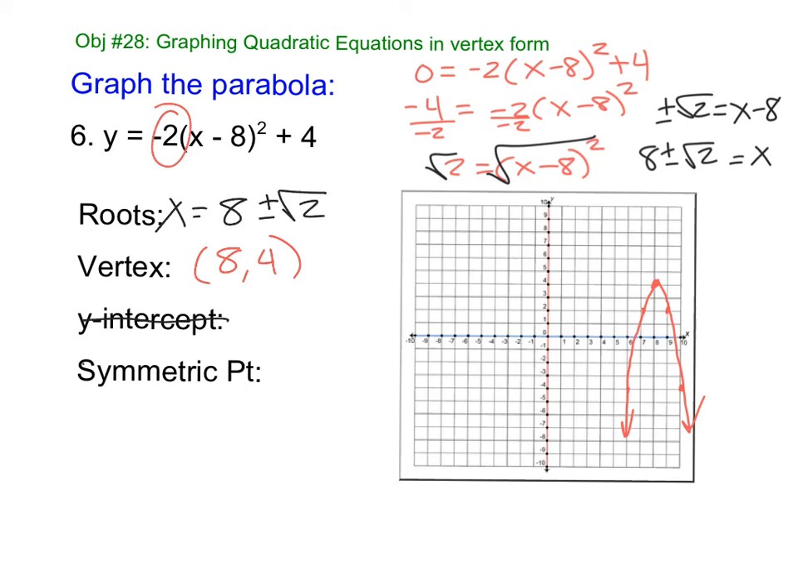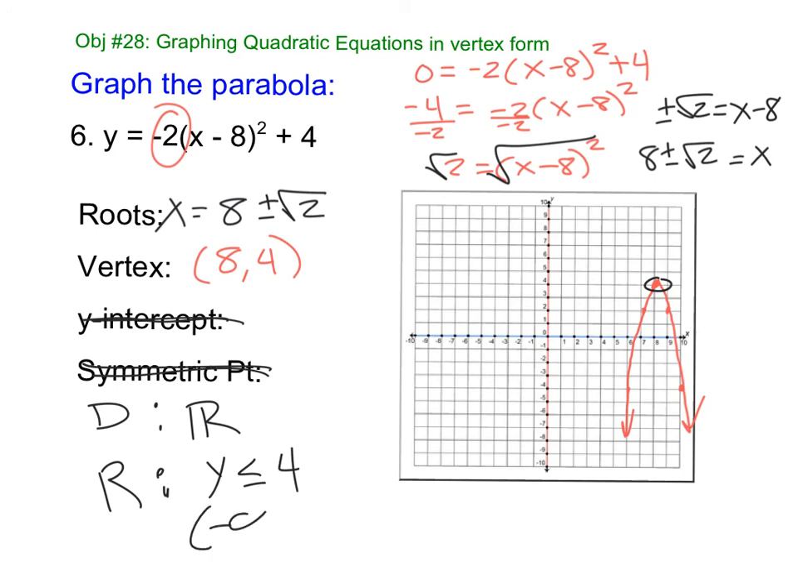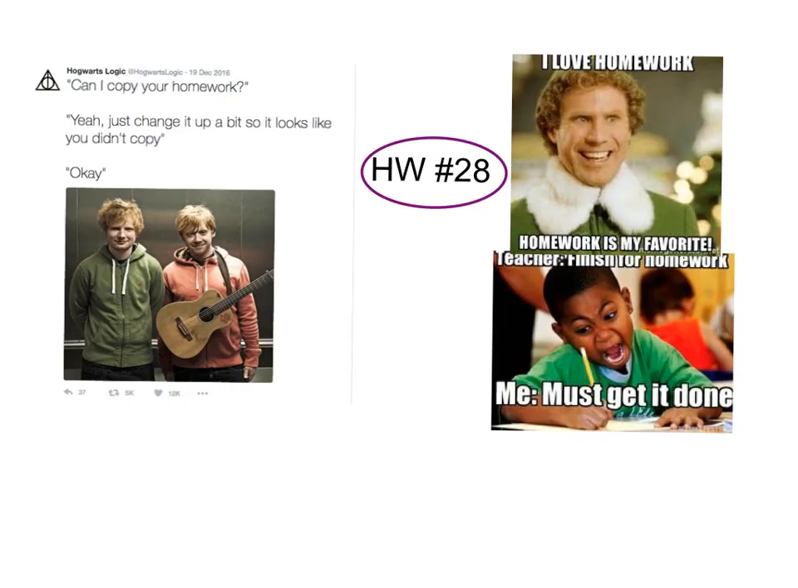Oh, y-intercept. I messed these up. So our domain is all real numbers. And then what's the range? The highest value is 4, so y has to be less than or equal to 4, or negative infinity to 4. Bracket. Don't forget the number gets a bracket. And that's it.